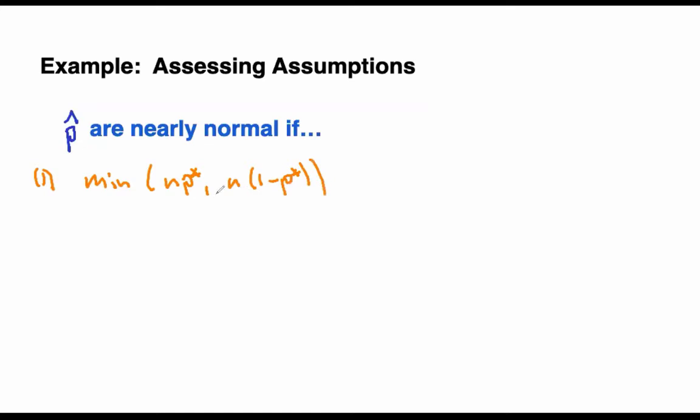If we take the minimum of these two values, this is the average number of successful observations. This in turn is the average number of failures. If the minimum of this is greater than or equal to 5, then a lot of books will say, okay, then you've got a nearly normal distribution, so it's perfectly okay to go from there.